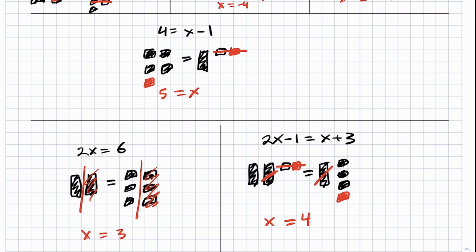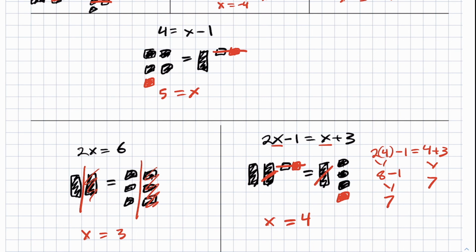Okay. And we can even check our math to see if 4 actually works by putting 4 back into the equation, right? So we had 2 times 4 minus 1 should equal 4 plus 3. Again, I just replaced the x with that positive 4. 2 times 4 gives us 8. 8 minus 1 gives us 7. 4 plus 3 also gives us 7. So we see that x as a solution of 4 does work.